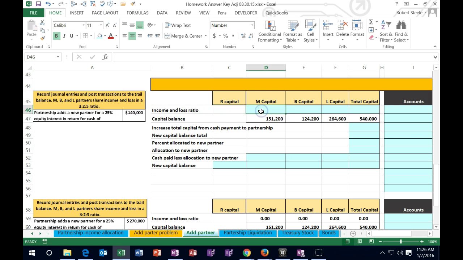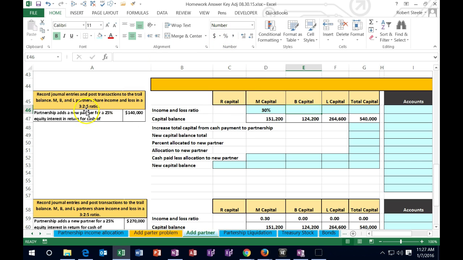So the way to do that, I'm going to go over here to M, and we're going to say that this equals M's portion, which is 3 out of the total. 3 plus 2 plus 5 is 10. So divided by 3 plus 2 plus 5. So 3 divided by 10 is 0.3. And if we want to make that a percent, we can go to the Home tab, to the Number group, and percentify it to 30%.